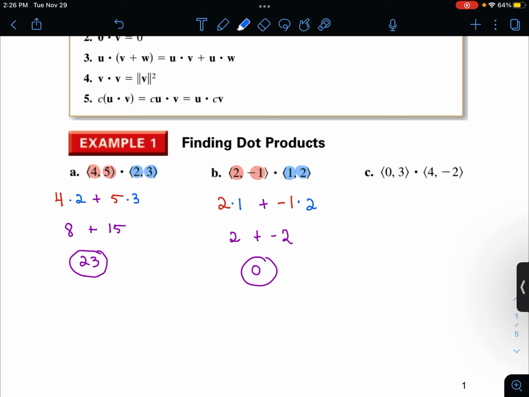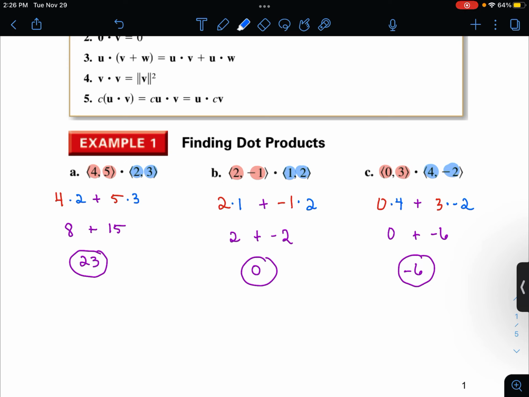And one final dot product, we could take 0 times 4, and then add that to whatever 3 times negative 2 is, which will give us 0 plus negative 6, which is simply the number negative 6. So that's finding the dot product and using the dot product definition.